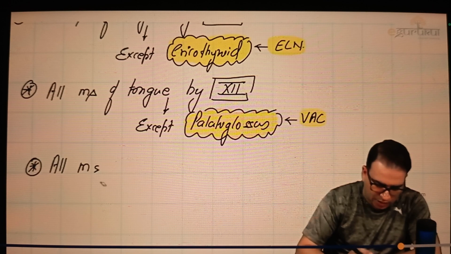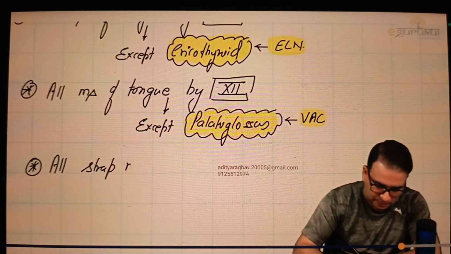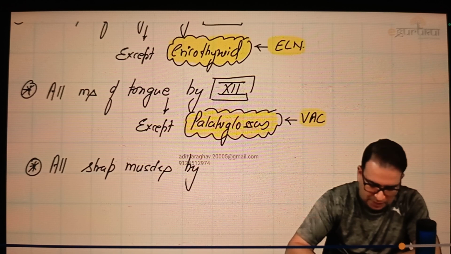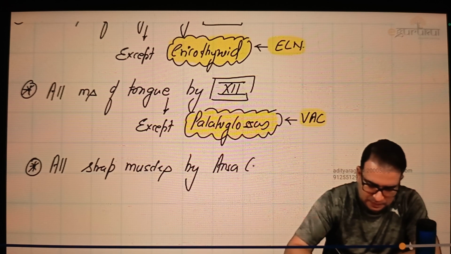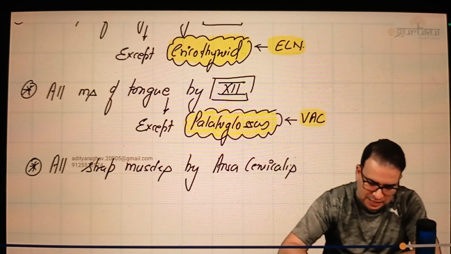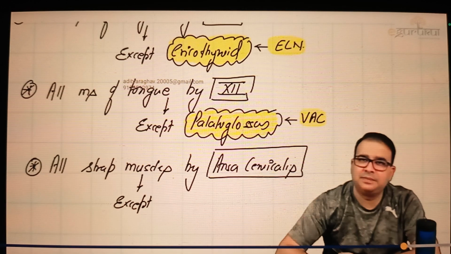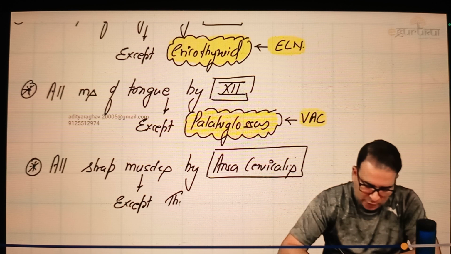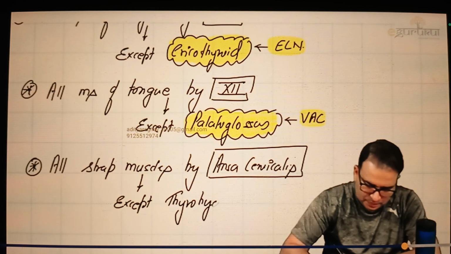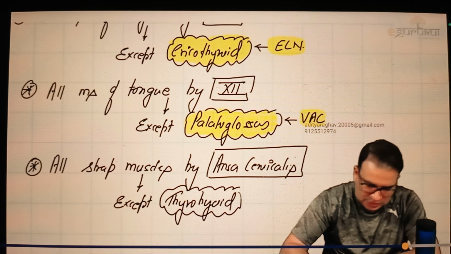And then finally, all strap muscles. All strap muscles are supplied by the ansa cervicalis, except which one? Thyrohyoid. Thyrohyoid is the only strap muscle which is not supplied by the ansa cervicalis.